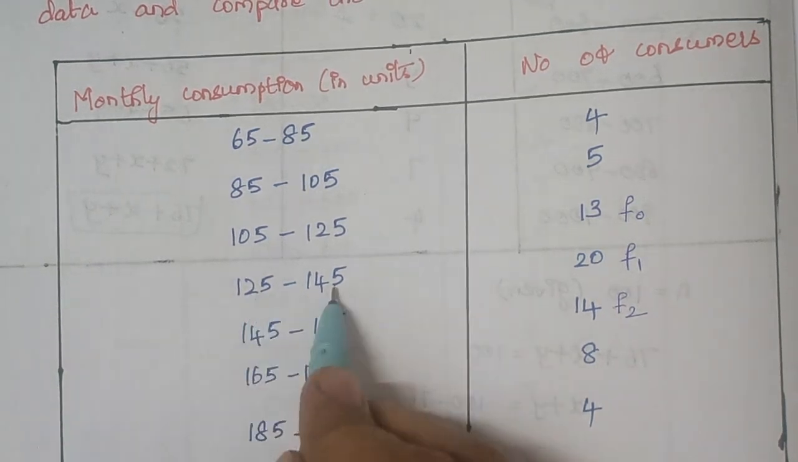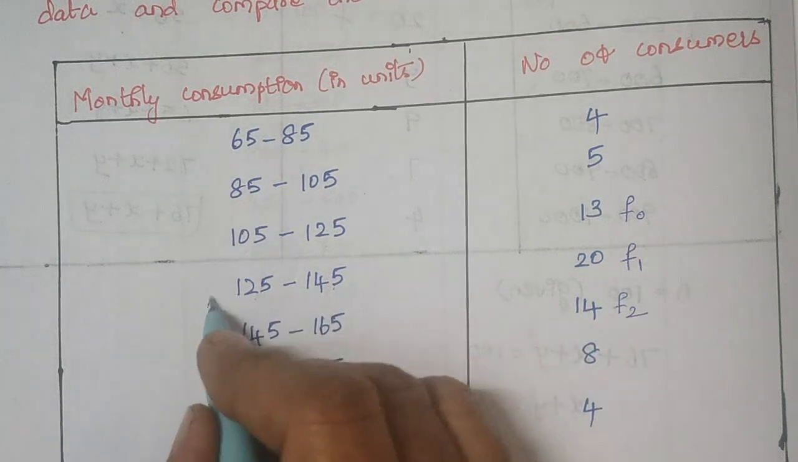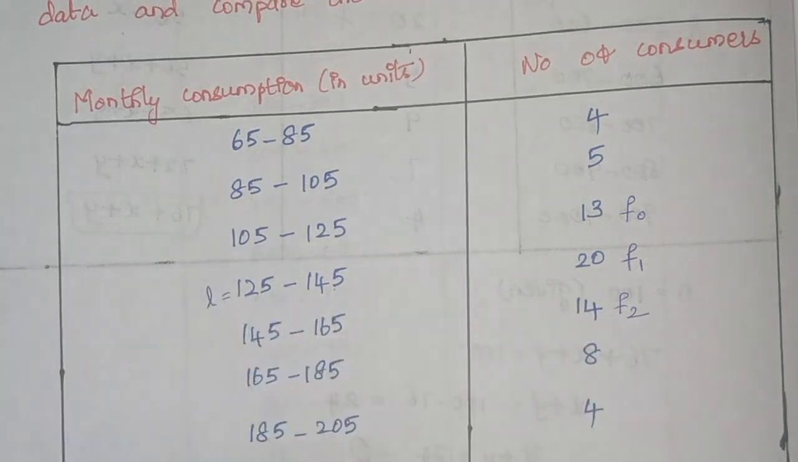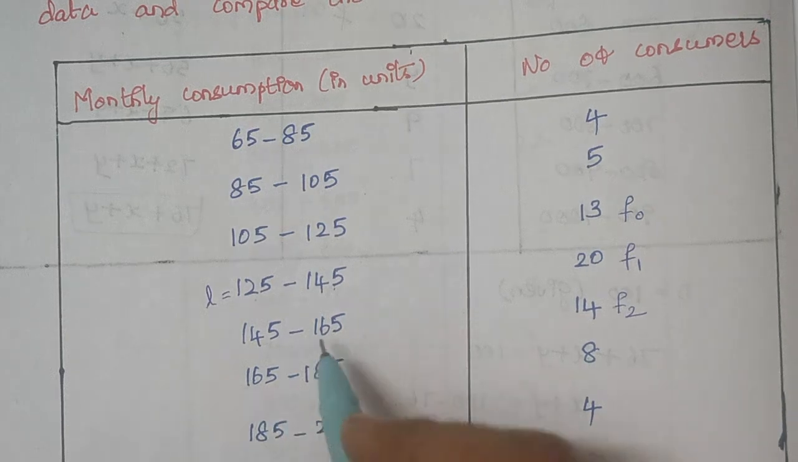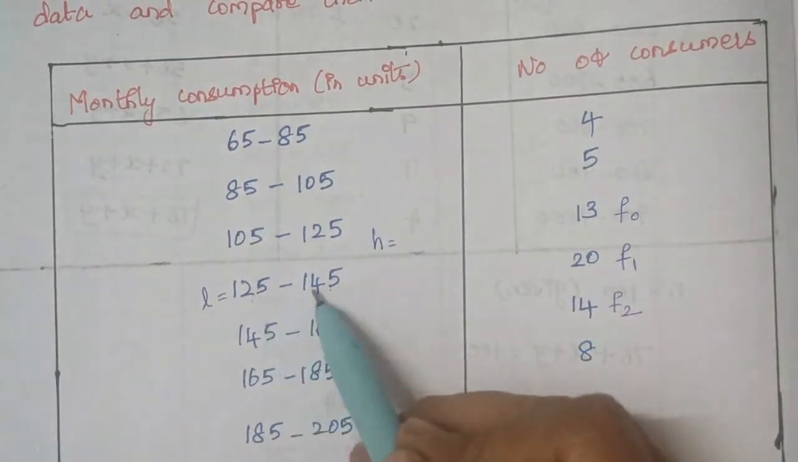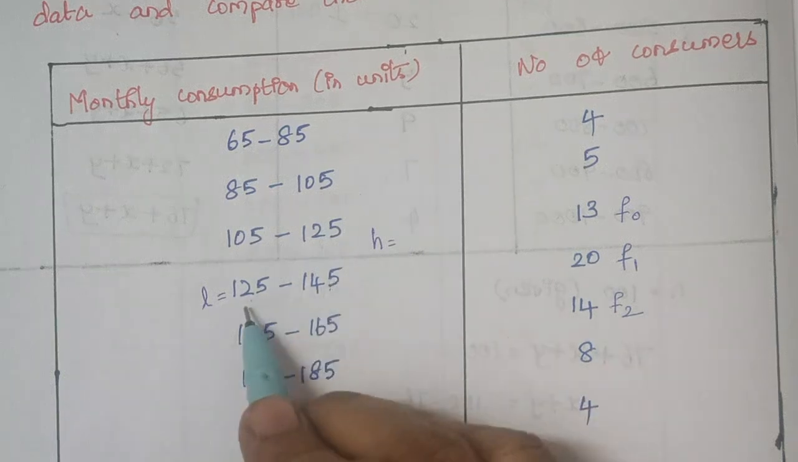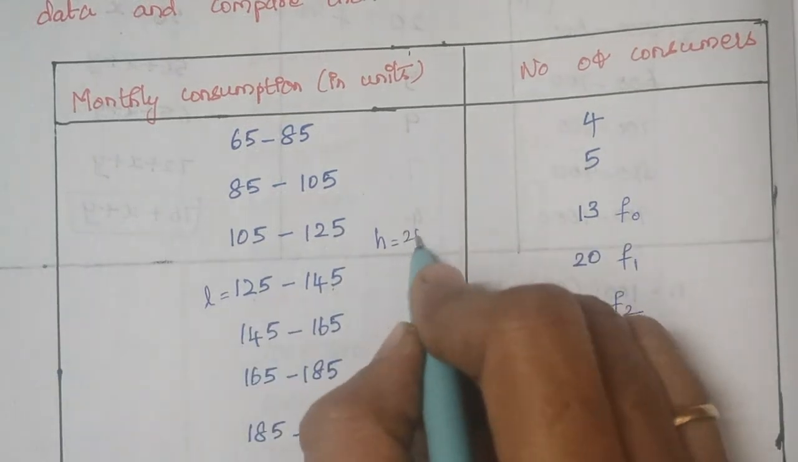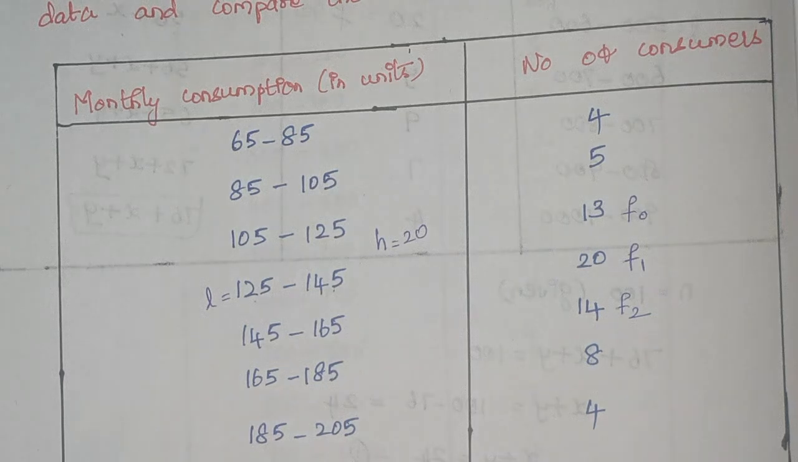So what is the value of L? The least value of the class is taken as L. So the value of L is 125. And what about H? H is nothing but the difference between these two, that is 145 minus 125. So the value of H is 20.